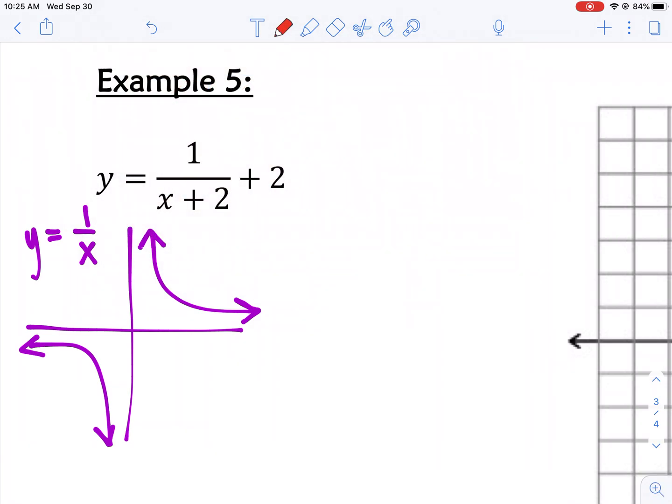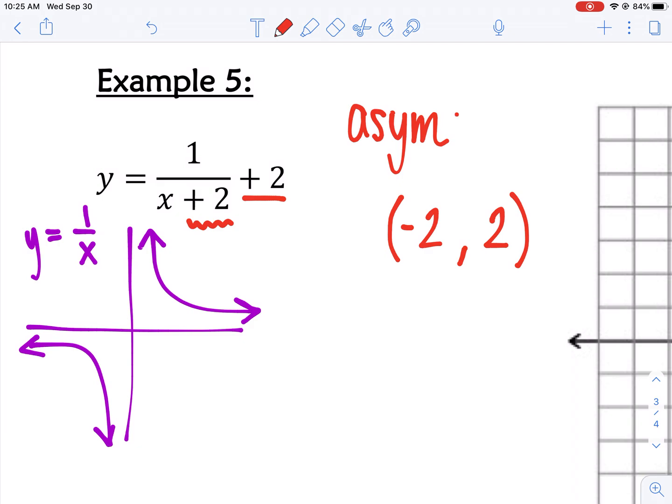This +2 right here, just think of it as if it's like in the function. It's telling me to go to the left. This +2 is telling me to go up. Now the interesting part about this is it's actually not a point. When you have something that looks like this, you're going to deal with those asymptotes.